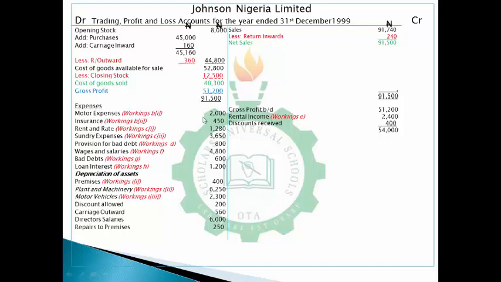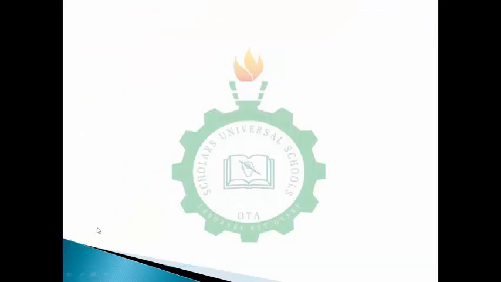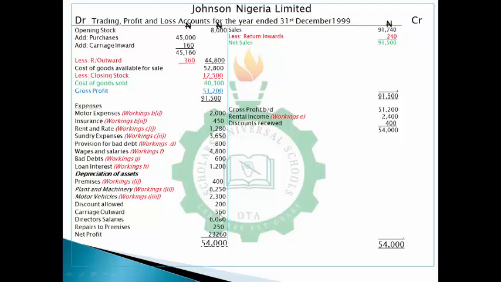Let's assume my expense is greater than my income, so definitely that will be a net loss, and the net loss will be on the credit side. But for this case, it's the net profit which is on the debit side. That's why I have my 54,000 at the end of the period. Alright, so that is the end of my profit and loss account.